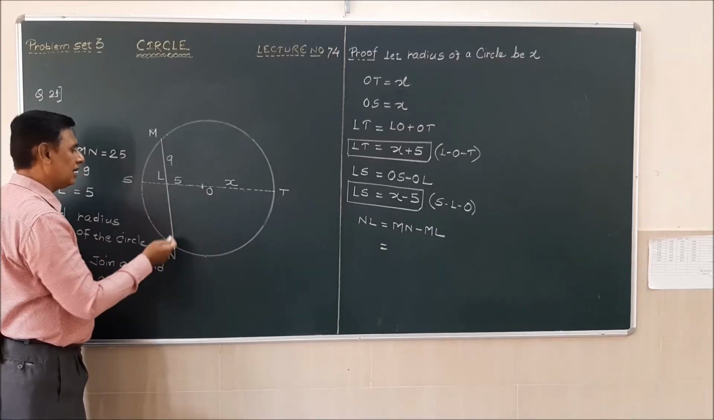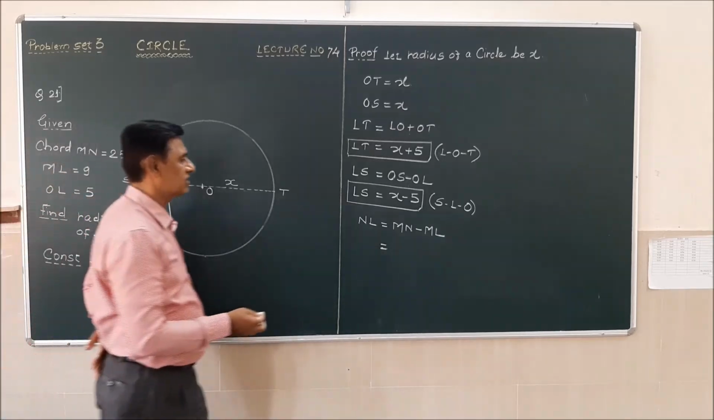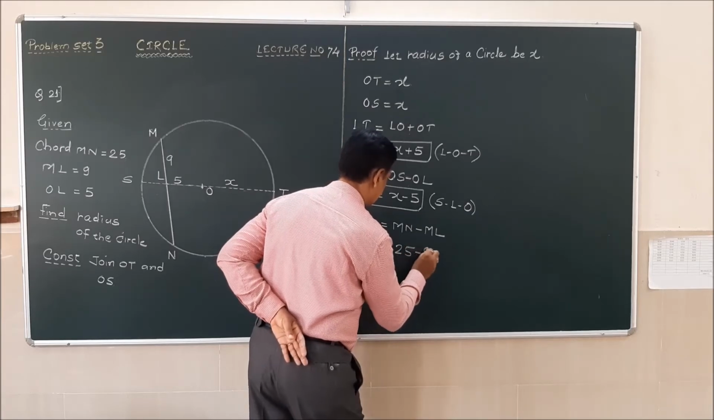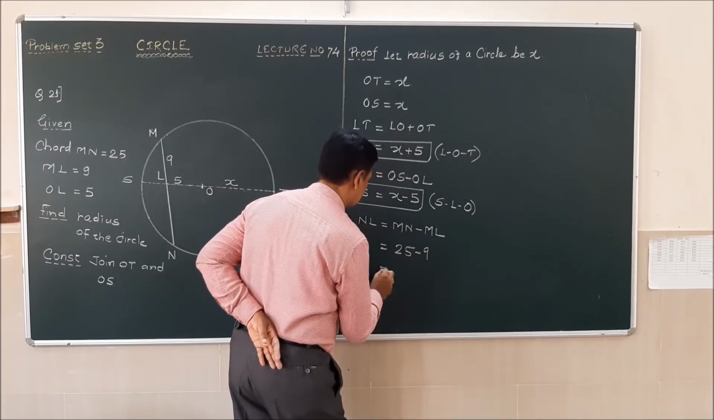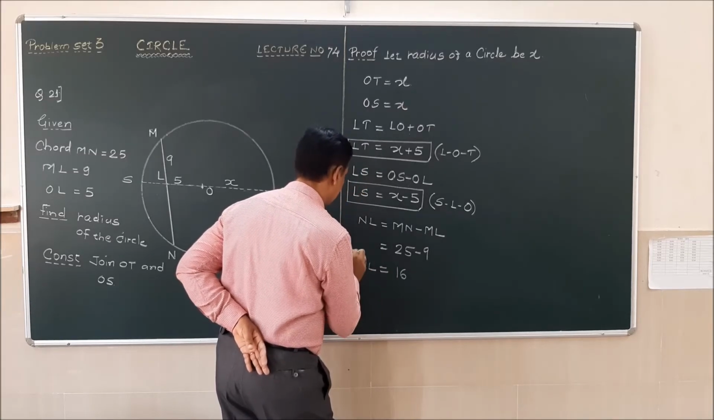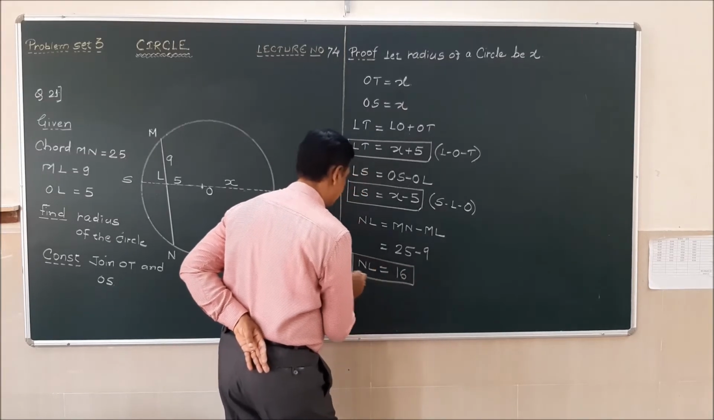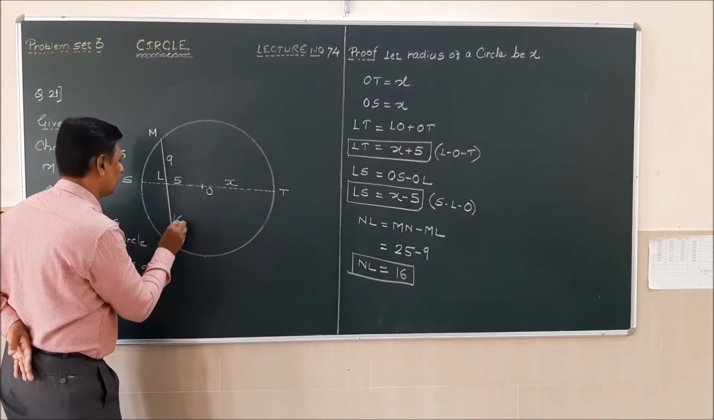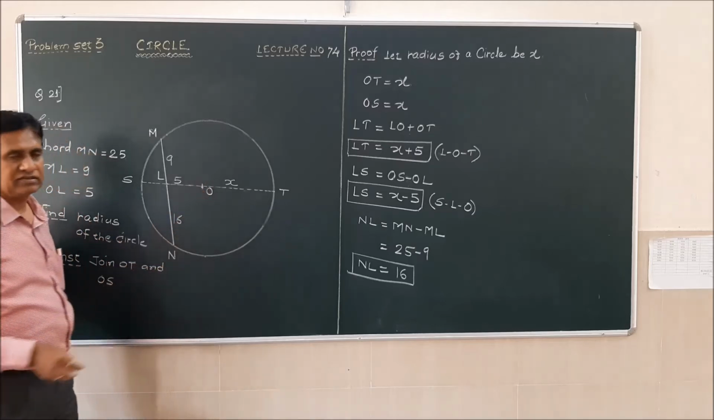So NL is equal to 25 minus 9. That is equal to 16. So NL is equal to 16. So all these lengths are very important for us to get the value of x.